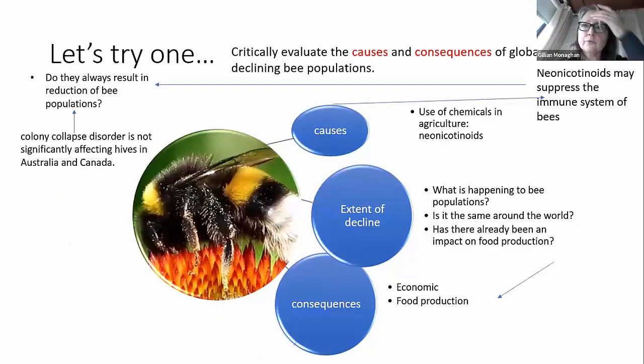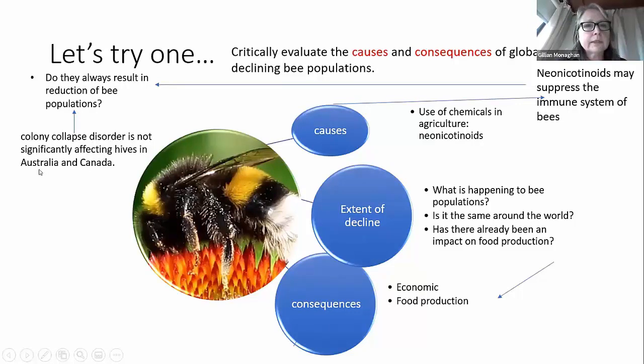I did a little bit of reading. So these chemicals, these neonicotinoids, apparently they suppress the immune system of bees. So that's one way in which they affect the bees. Do they always result in the reduction of bees wherever they're used in the world?